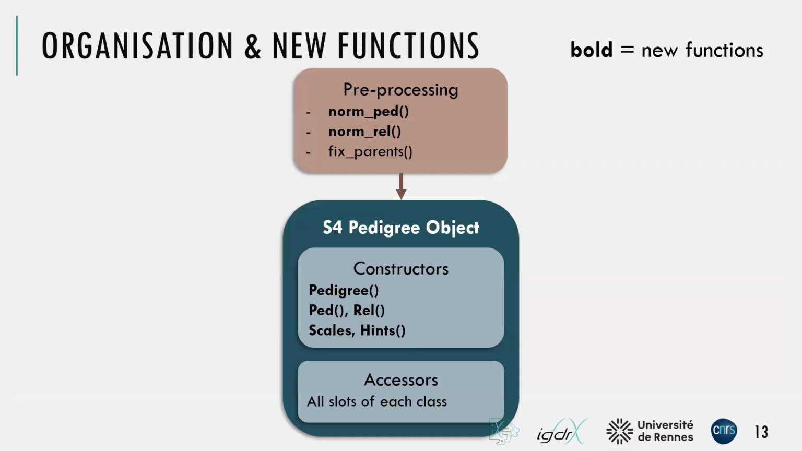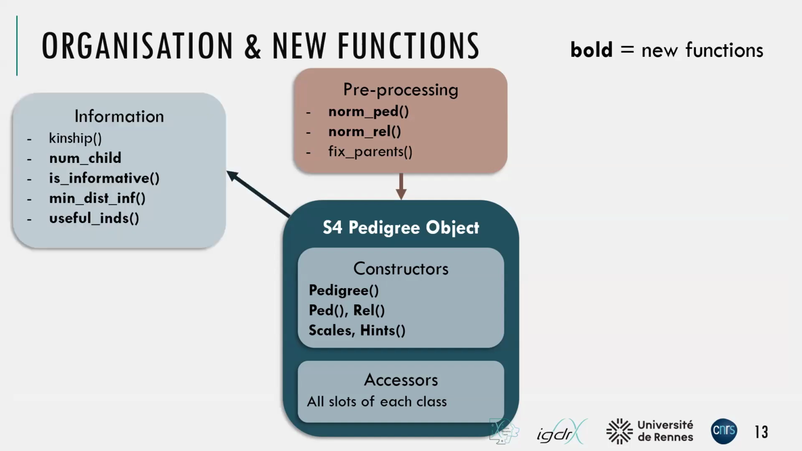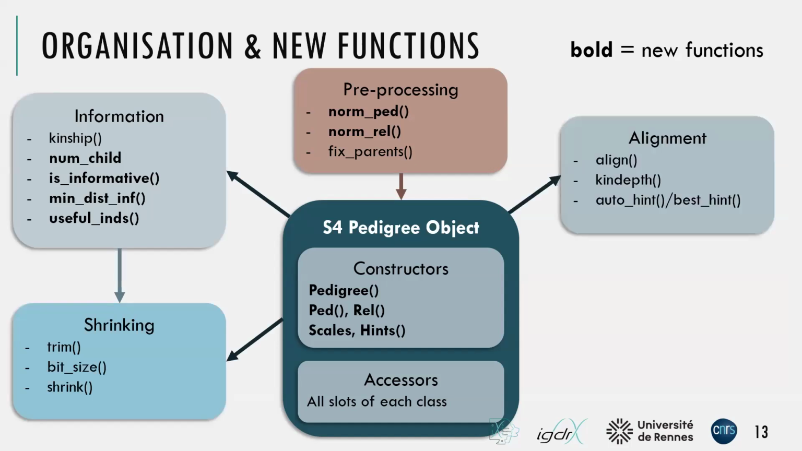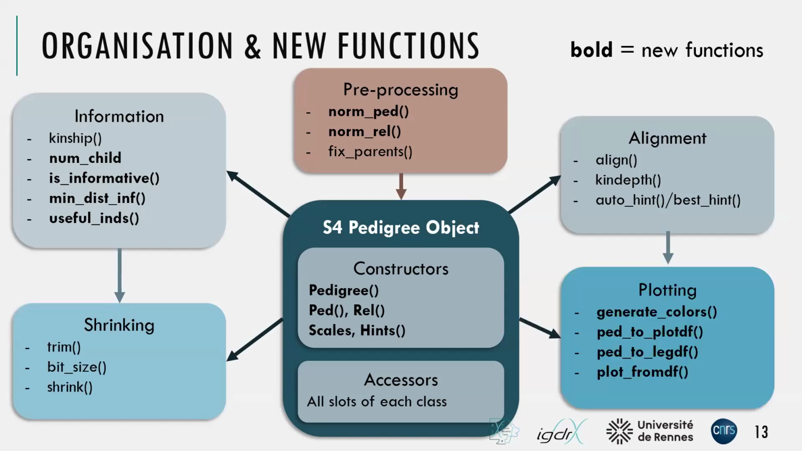All the main functions have been rewritten as methods to use the S4 classes. Preprocessing functions have been added to simplify the process, to fix common errors and normalize the data. The constructors are then used to generate a pedigree object that can then be used to compute and extract more information. This allows to filter and shrink the pedigree before aligning the individuals and plotting.